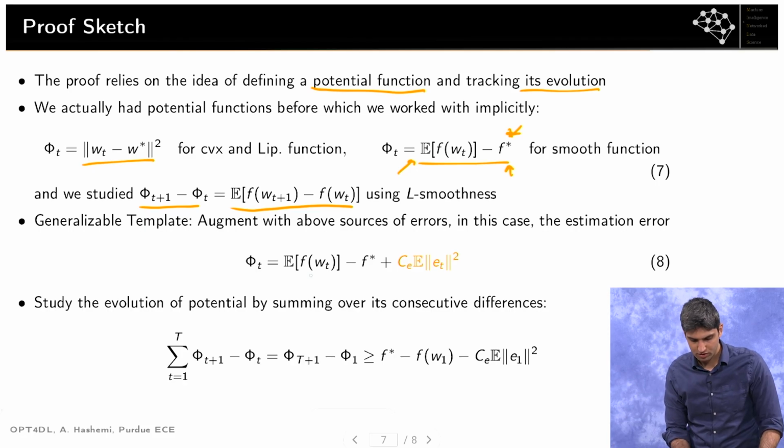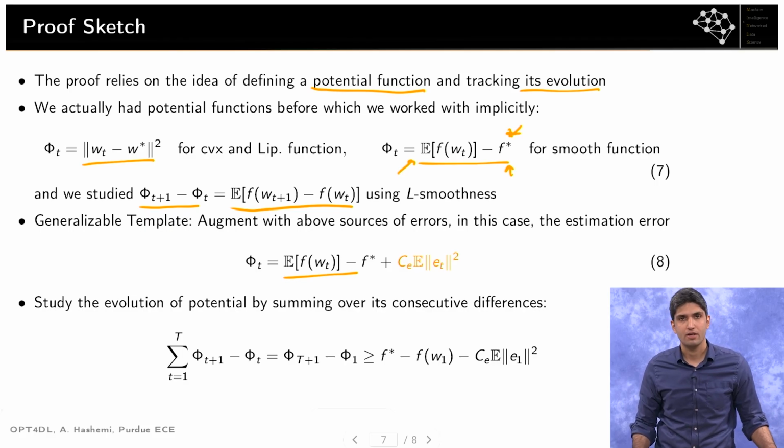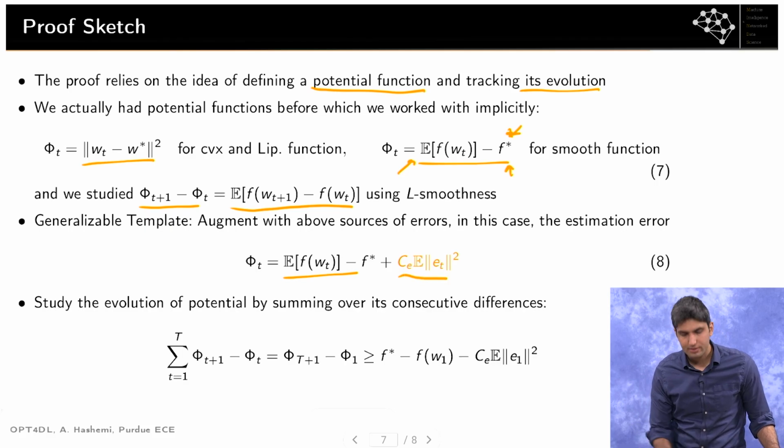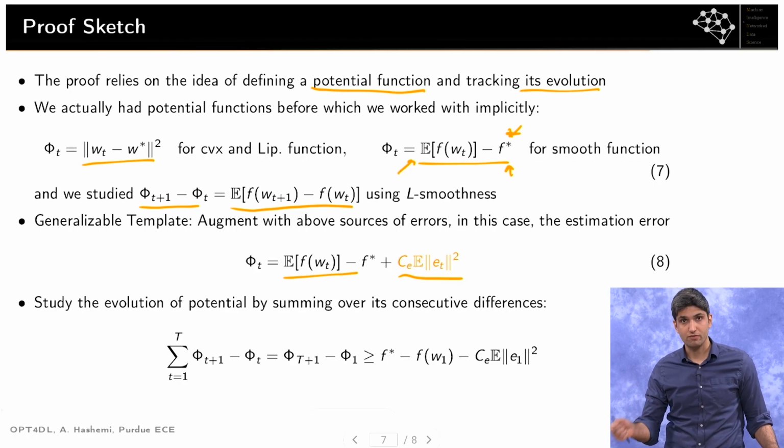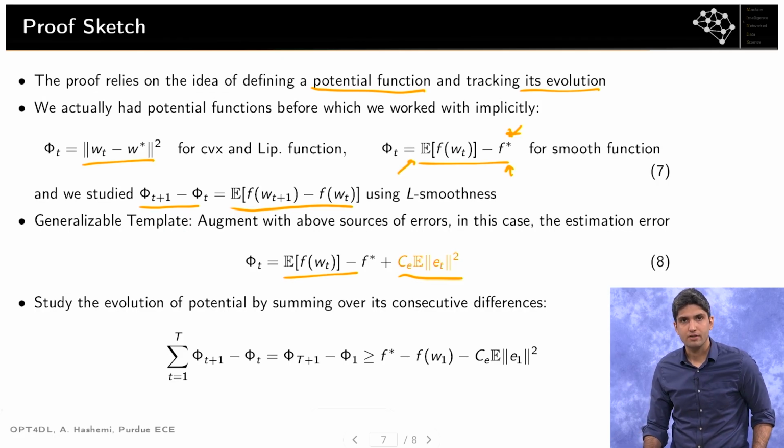So we're going to define a potential function which has two components. The first component is the expected suboptimality gap, exactly what we dealt with when we analyzed SGD. But we are going to add this source of error, which is the gradient estimation error in this case, multiplied by some constant C sub e. This is a constant which we have to determine when we analyze the algorithm. It's a constant we're going to tune to make sure we get a convergence guarantee, so you don't know this beforehand.